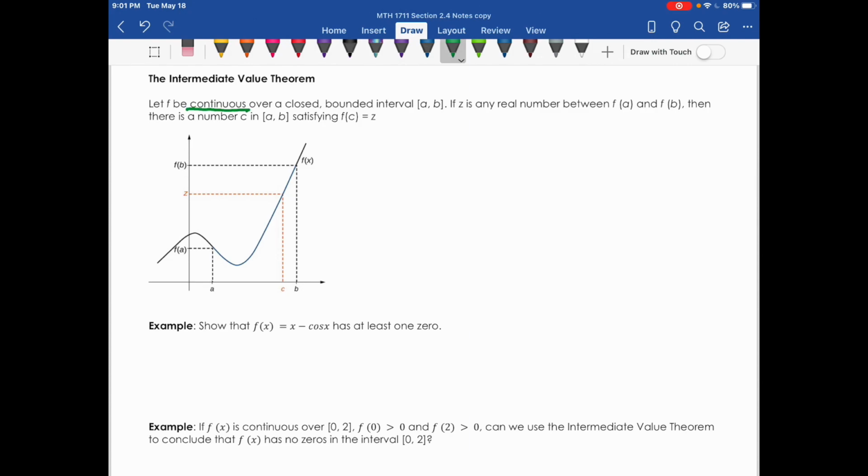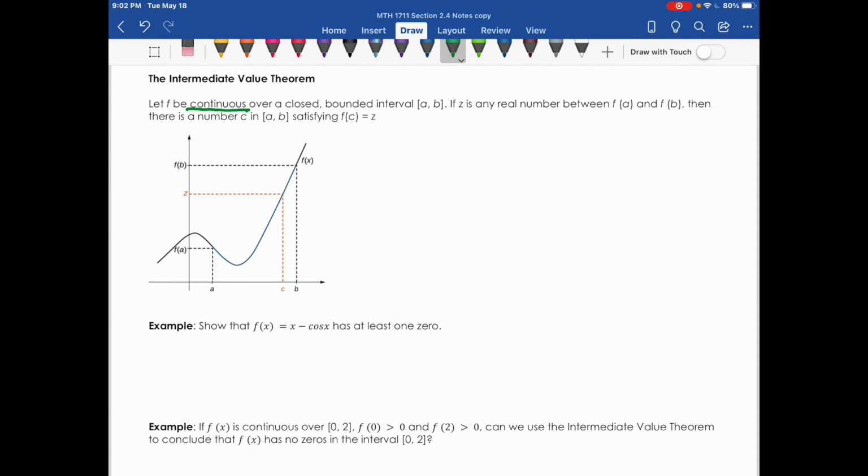this has to be true or this theorem doesn't work. F has to be continuous over a closed bounded interval from a to b, okay? And if z is any real number between the two corresponding y values, f of a and f of b, then there has to be a number on that interval between a and b so that when I plug it in, I get out that value of z.